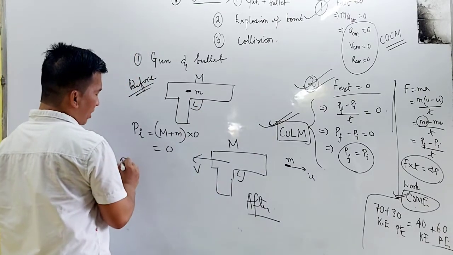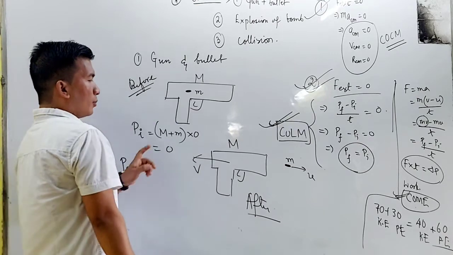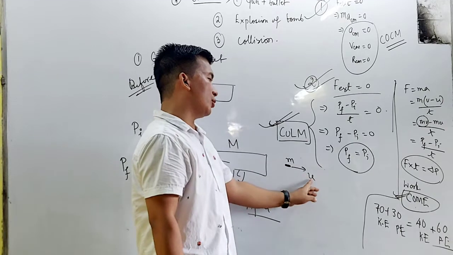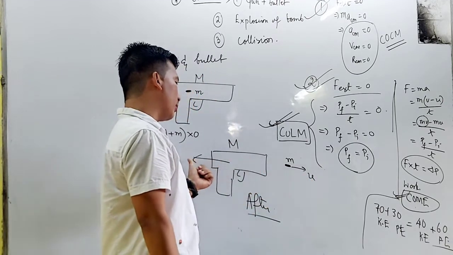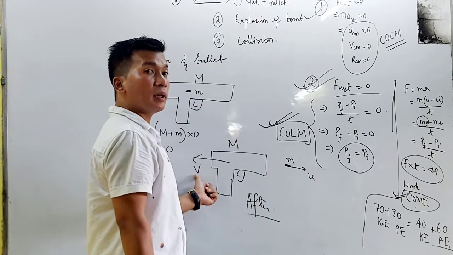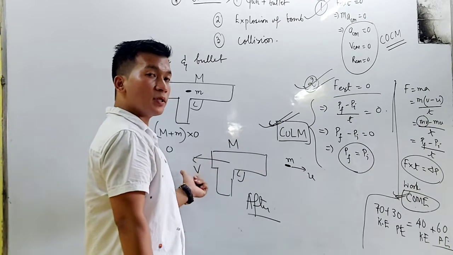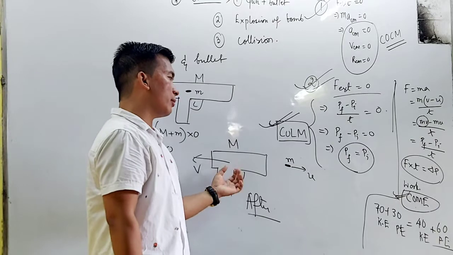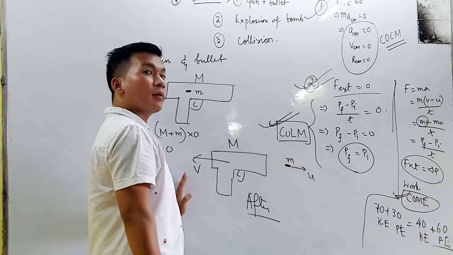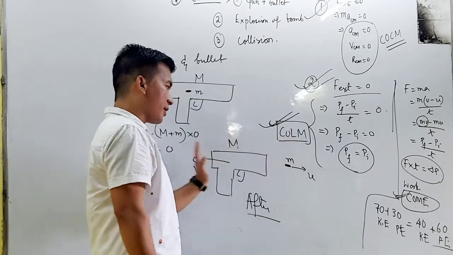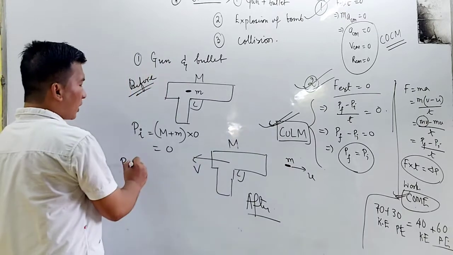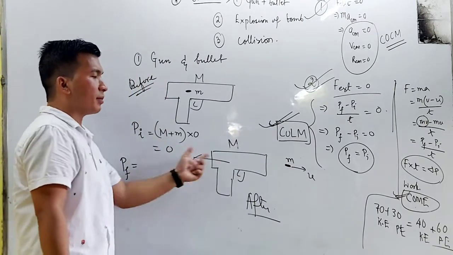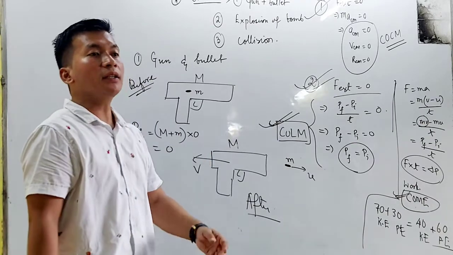What will be the final momentum? The bullet is moving with a velocity u. What about the recoil velocity of the gun? That is capital V. And this is in the opposite direction according to Newton's third law. Newton's third law: this is forward, this is backward. Action, reaction. What will be the total momentum after firing?